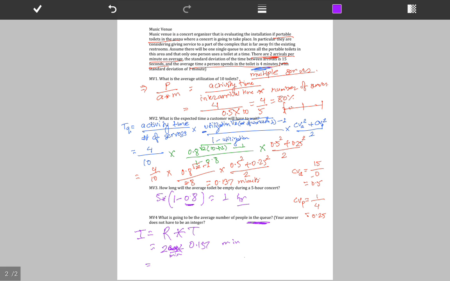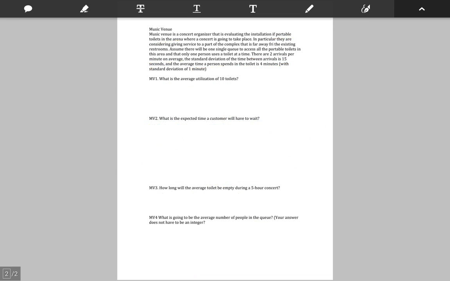So 2 customers per minute multiplied by 0.137 minutes comes out to be 0.274. So on average, 0.274 customers are waiting in the queue. Alright, that's all there is to the homework.